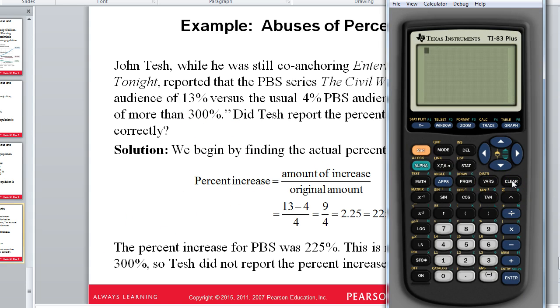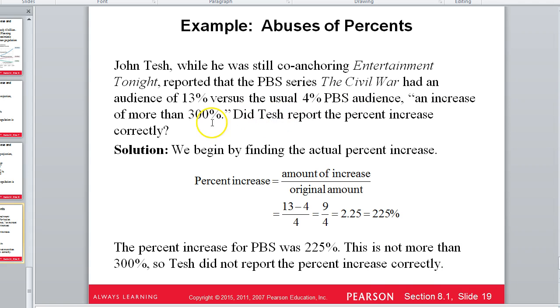He incorrectly said 13 divided by 4 is 3.25. Right? So it's 3.25 times as much, but it is not an increase of more than 300%. It's 325% of the normal amount, but the increase itself is only 9, not 13. The increase was 9, so the increase was 225%.